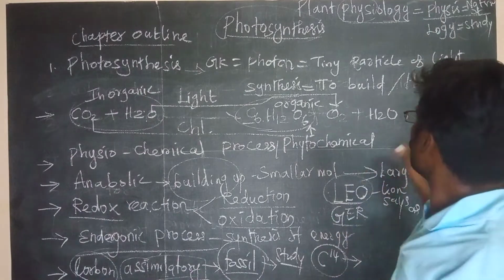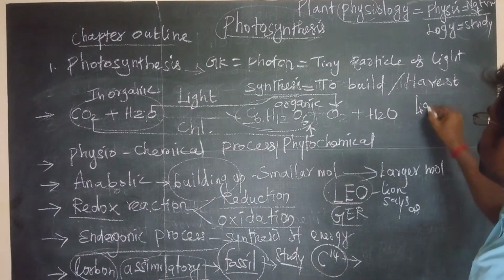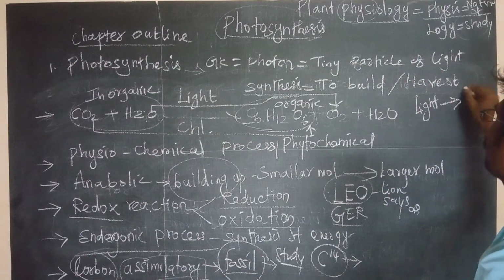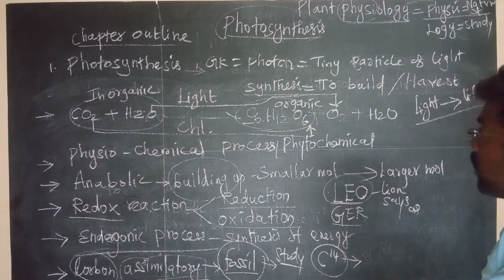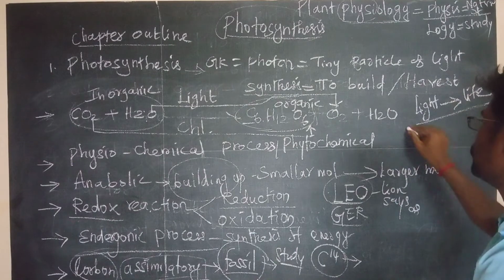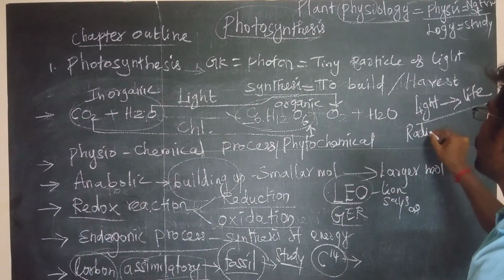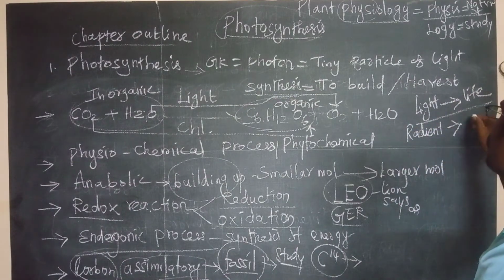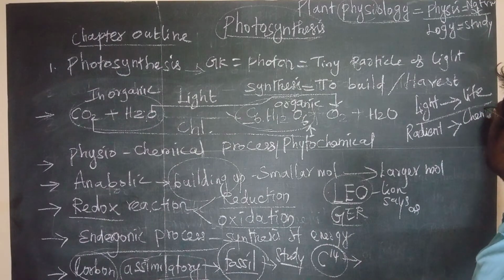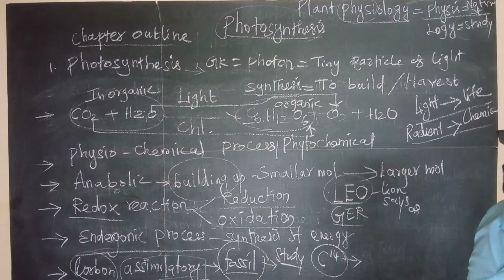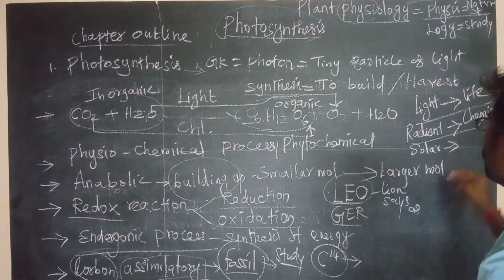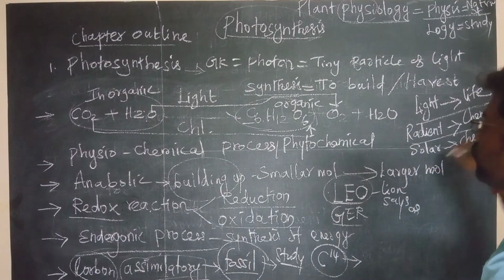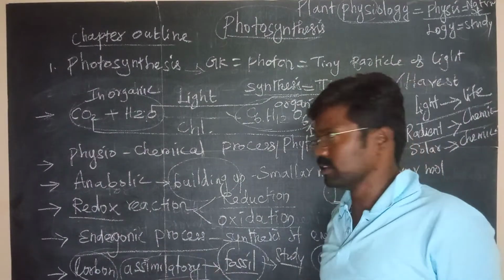It is otherwise described as light energy converted into chemical energy. Radiant energy is converted into chemical energy. Solar energy is converted into chemical energy. This is called photosynthesis. There are different ways of describing it.